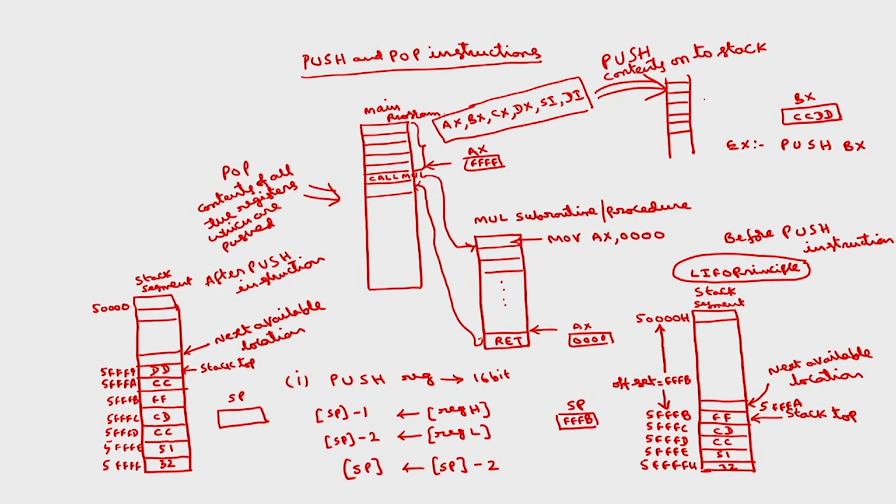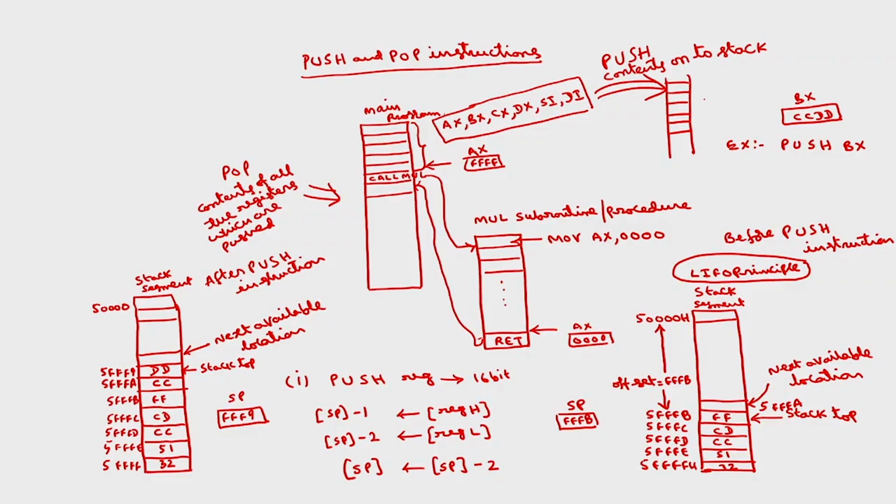So it's clear that the difference from here to here is FFF9. Compared to this previous value, what is this? SP becomes SP minus 2. So this is the operation that takes place in this push operation. The higher order register contents will be saved onto SP minus 1, lower order onto SP minus 2, SP becomes SP minus 2. Now the next available location will be this. So this is before the push operation, this is after the push operation.